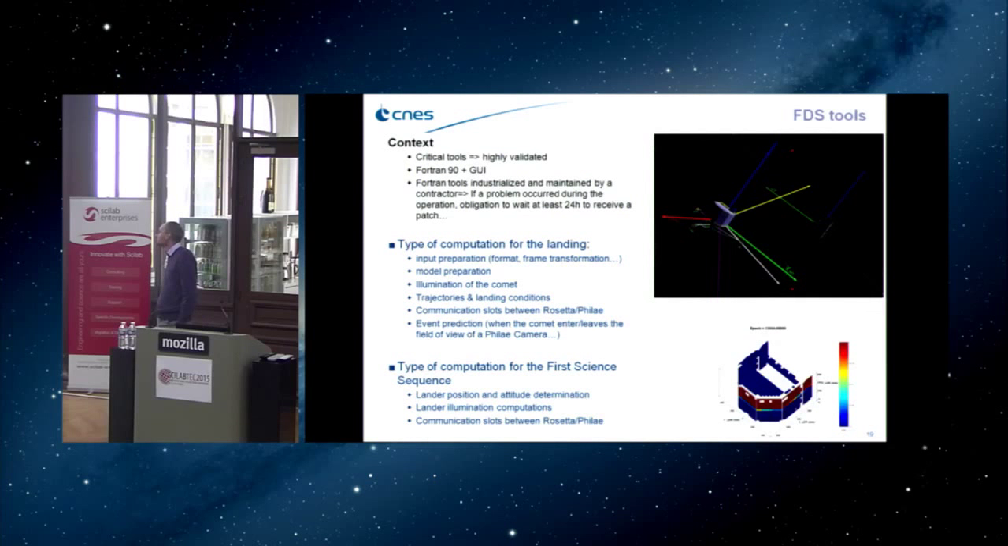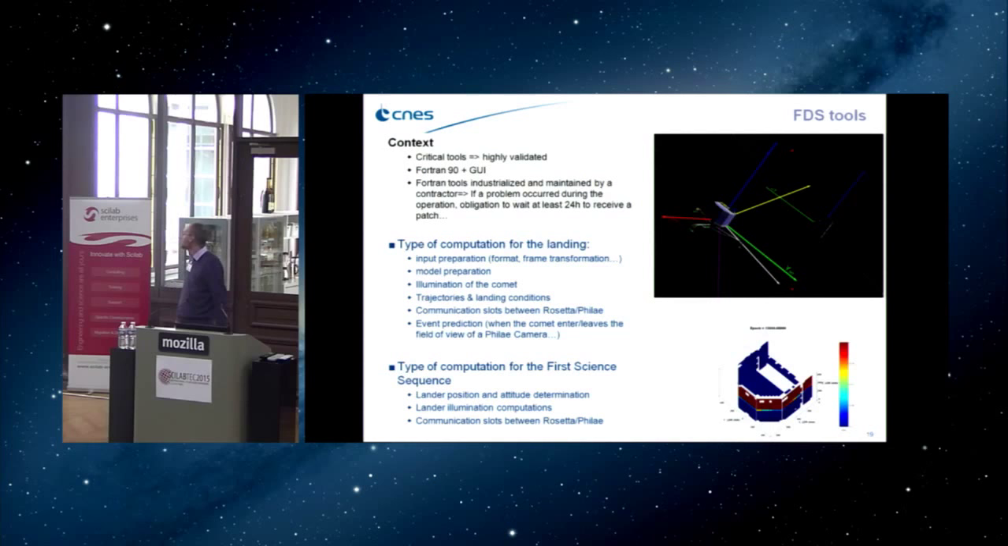After that, we are computing, for example, the illumination of the comet. As we have solar panels on the lander, we want to have at least 6 hours of light per day. So we have to find the part of the comet where we can have this. Of course, we compute trajectories and landing trajectories and landing conditions. I think that in a typical loop, we are probably computing maybe 1 billion trajectories. It's a very huge computation. We compute the communication slot between Rosetta and Philae. We don't care for Rosetta Earth because it's the job of the European agency.